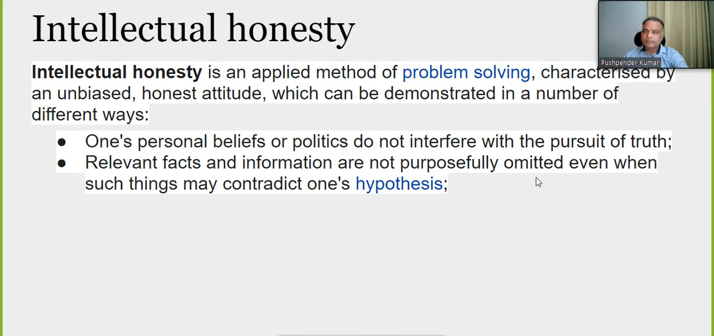Second, relevant facts and information are not purposefully omitted, even when such things may contradict one's hypothesis. Generally we feel that this has been a trend, this kind of research has been conducted, this kind of hypothesis has been tested, and this was the outcome. So generally we also try to replicate the same thing, to have a similar kind of output. If our output is different, then we feel that our research is not good research. People will not like our research. But whatever outcome you have, whatever research you have conducted, it is our duty as an intellectually honest person.